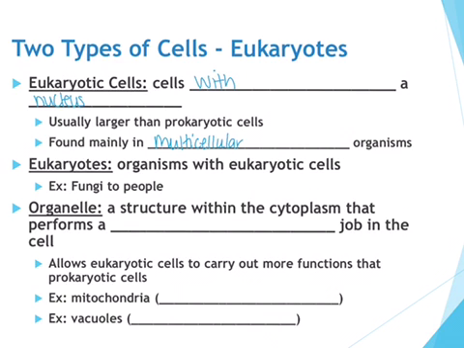Organelles are structures within the cytoplasm that perform a specific job, much like our organs, like our heart, have a specific job. This allows eukaryotic cells to carry out more functions than prokaryotic cells. A couple examples of organelles: one is the mitochondria, and the mitochondria's job is to provide energy to the cell. And then vacuoles, another organelle, are storage centers within the cell.